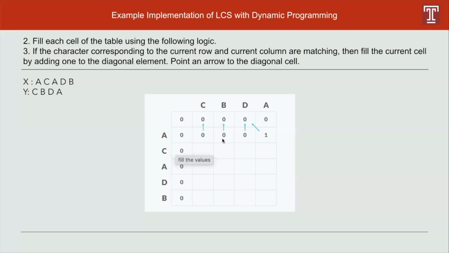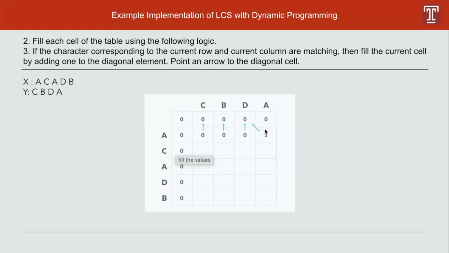In the second one, if we compare B and A, it also doesn't match. So we have to take the value from the top and the left side. Both of them are 0, so we'll assign it 0, and then we'll go to the next element, A and D, which are the same. Then we go to the last element. Yes, we'll find that A is equal to A.